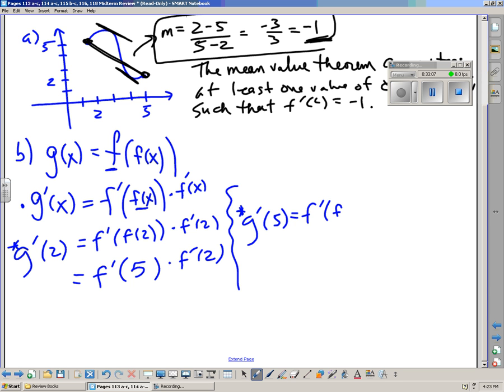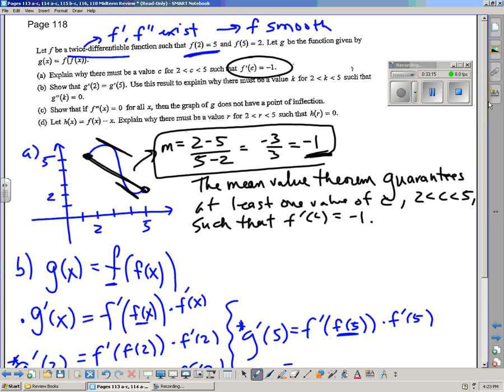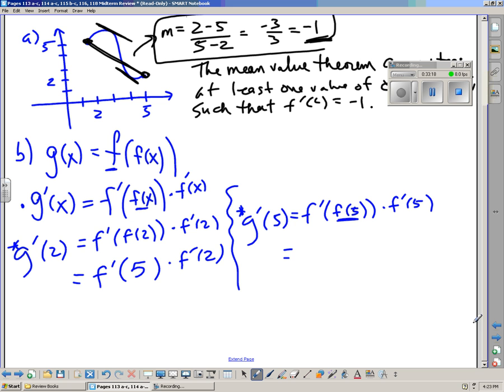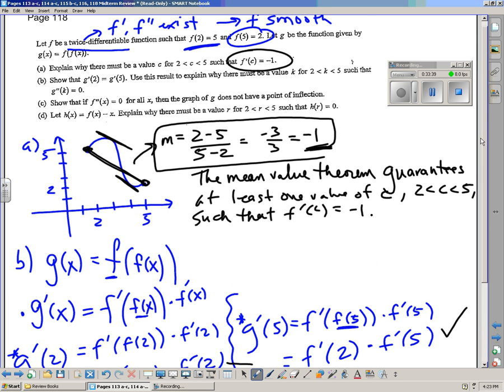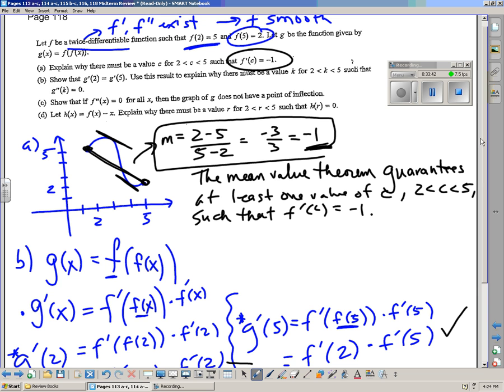Well, we get f prime of f of 5 times f prime at 5. And it so happened that f of 5 was equal to 2. And if you notice, these two things are identical. So we showed why g prime of 2 is equal to g prime of 5, as long as you make this connection that these two are equal. All right, then it says, use this result to explain why there must be a value k between 2 and 5 such that g double prime of k is equal to 0.